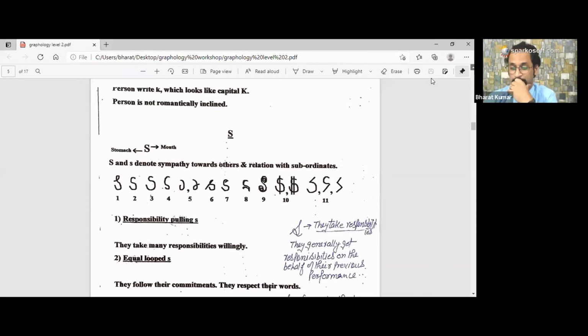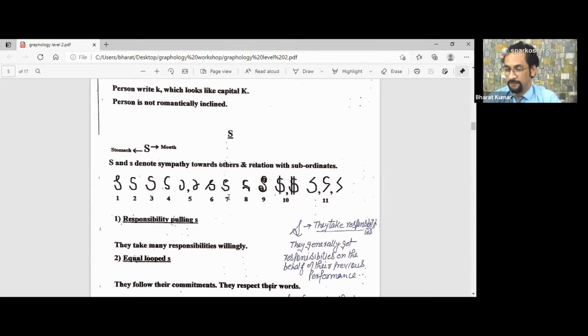Now check it. In the first type of S, you can observe this kind of S. The second type of S is more towards the real structure of S, perfection, but its stomach is larger than the mouth. In the third one, the stomach is very large. In the fourth one, the mouth is very large. In the fifth one, you can check here, the mouth is not present.